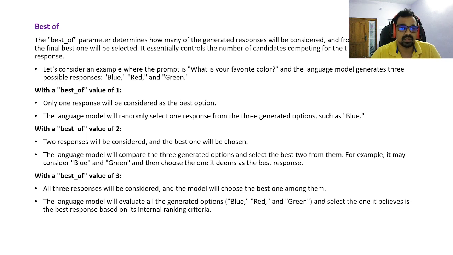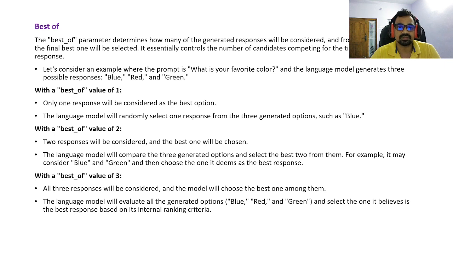And if I give best of two, out of the two, it will select one. And if it is a best of three, out of the three generated responses, it will choose the best among them. So what is the criteria in order to choose the best? It will be coherence, relevance, grammar, and the contextual meaning, whether it is contextually related to the current question, and much more.